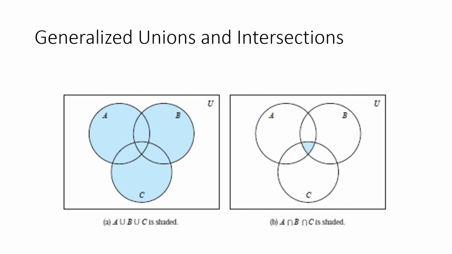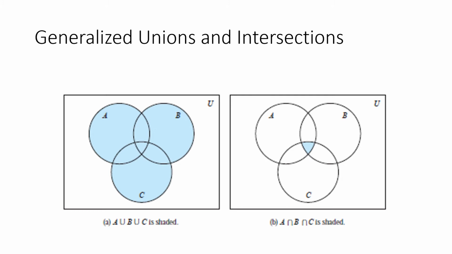A union the quantity B union C is just equal to the quantity A union B union C. And A intersect the quantity B intersect C is just the same as the quantity A intersect B intersect C.